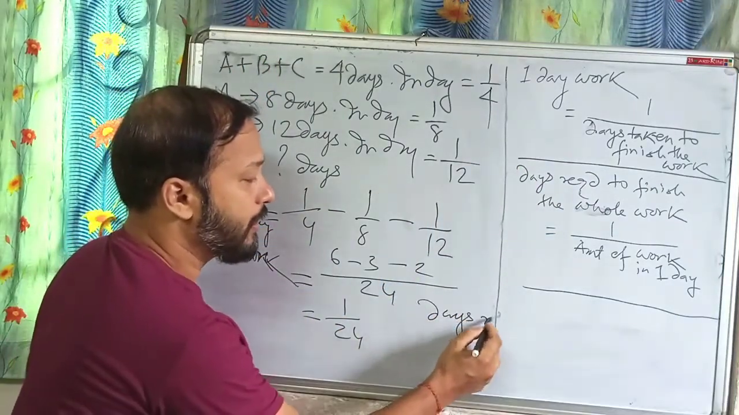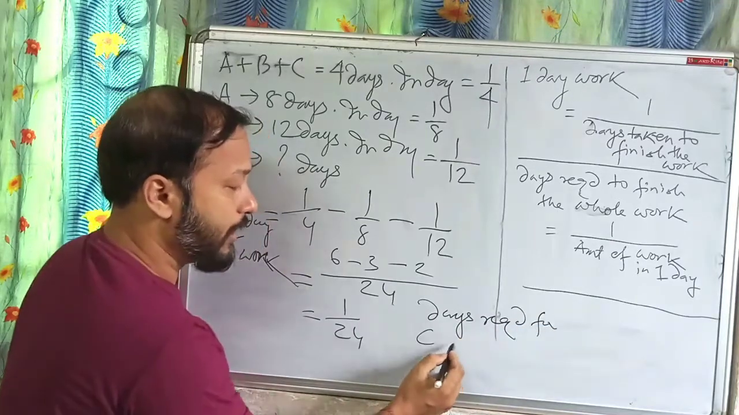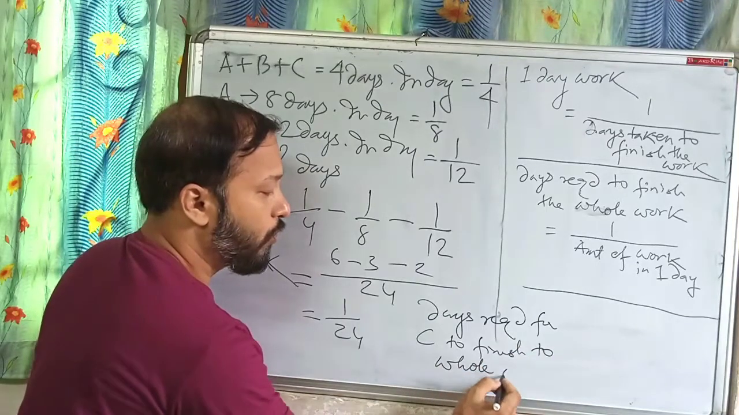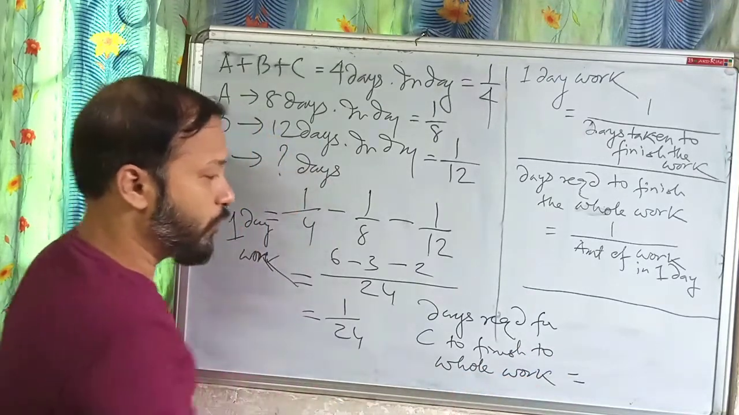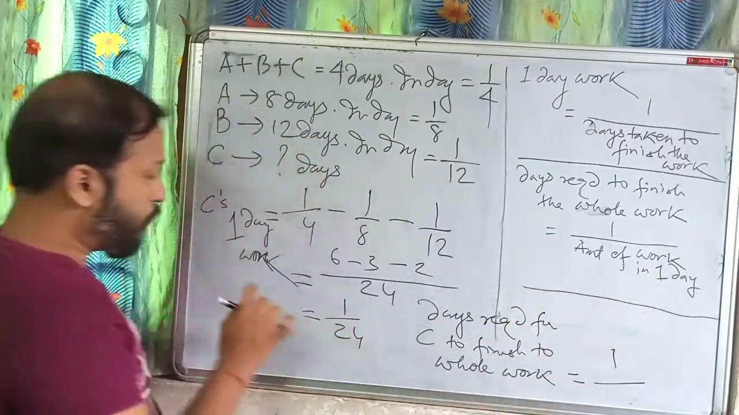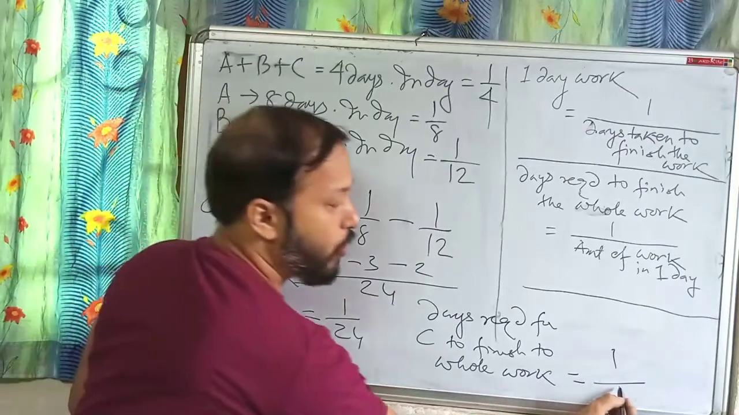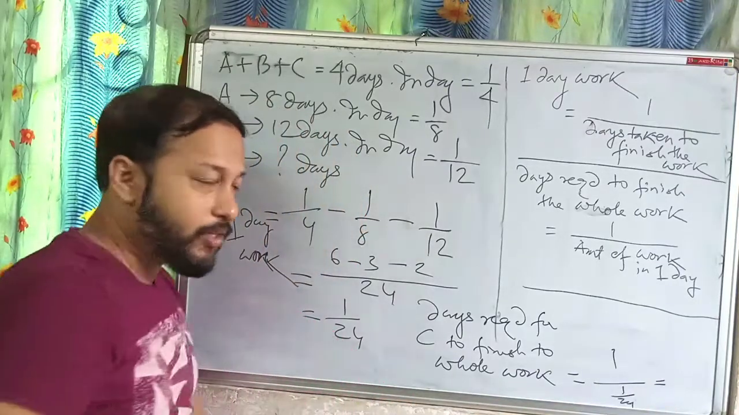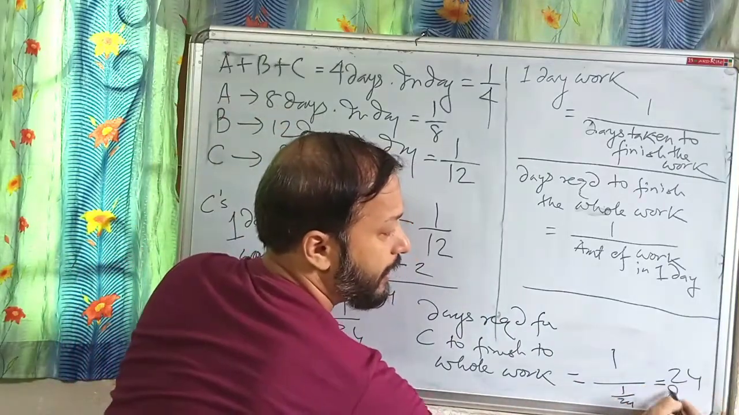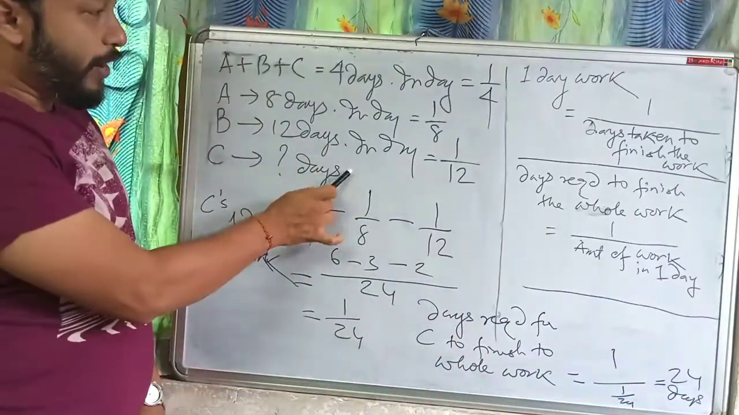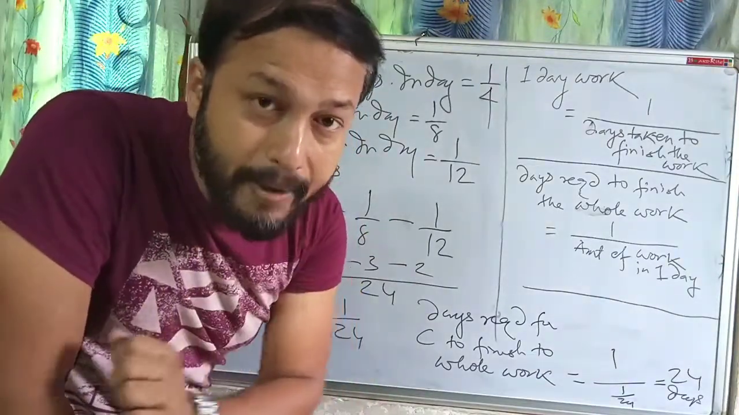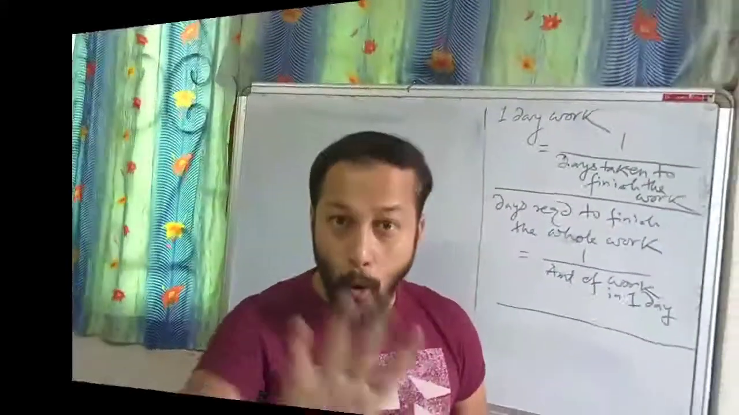Days required for C to finish the whole work equal to 1 by, this is the formula, 1 by amount of work in 1 day. Amount of work in 1 day is 1 by 24. We know that 1 by 24 will get reciprocal. So that will be 24 days. So C alone required 24 days. A alone required 8 days. B alone required 12 days, but C alone required 24 days. Hope you understood these sums.